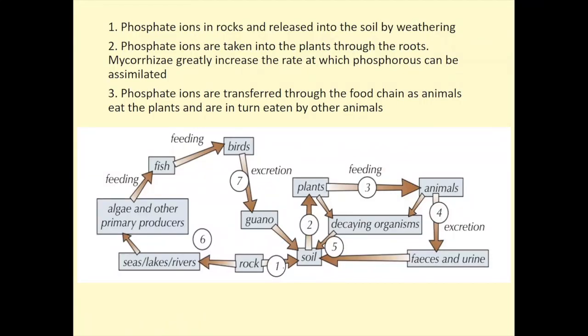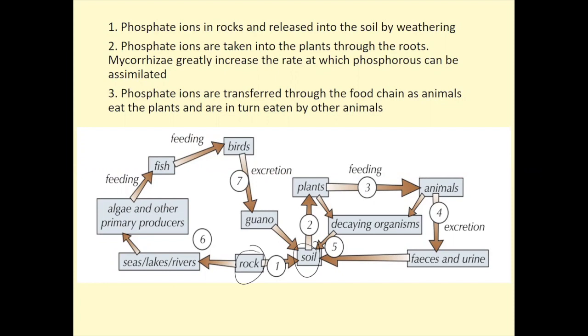So phosphate ions in the rock end up in the soil and then are taken up through the plant. One of the things that's different about this cycle compared to nitrogen is there's no phosphate in the air. So there's no need to fix phosphate, which makes it a slightly different cycle. It needs to come from the rocks into the soil and into the plants usually. And then obviously animals will receive phosphate from eating plants.